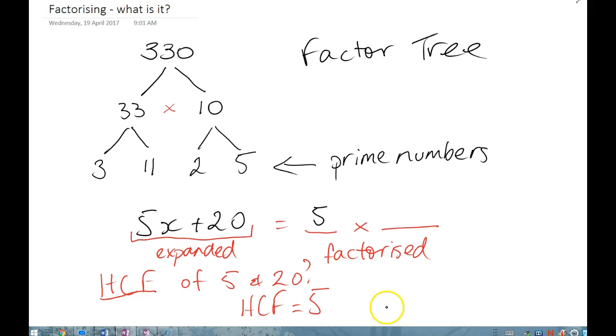So I'm actually going to have to multiply by a bracketed group where there's going to be a plus in the middle. So do you remember this? We go 5 times the first thing and 5 times the second thing. That's how we get to our expanded form. So you could think about this problem this way. 5 times what is going to give me 5x? Well, 5 times x is going to give me 5x. And then 5 times what is going to give me 20? And then you would just go 5 times 4 will give me 20. And that's how you end up with your factorised form.